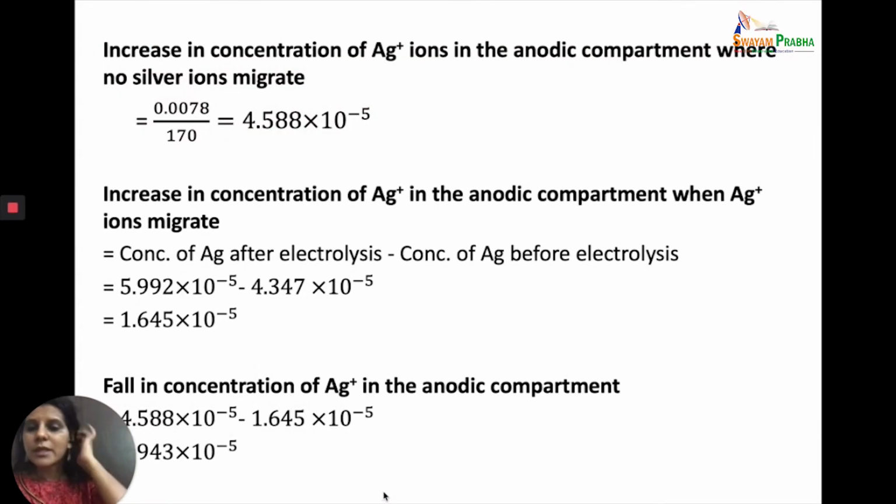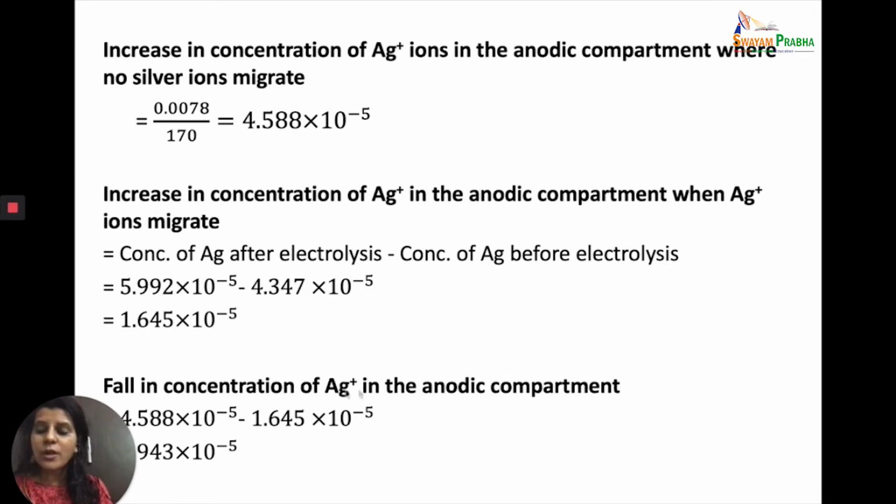Now, the increase in the concentration of silver ions in the coulometer, where no silver ions had migrated, should have been 0.078 divided by 170. So this is the silver gram equivalent deposited in the silver coulometer. Now, the increase in the concentration of the anodic compartment when silver ions had migrated is 5.992 into 10 to the power minus 5 minus 4.347 into 10 to the power minus 5. This should have been the increase.